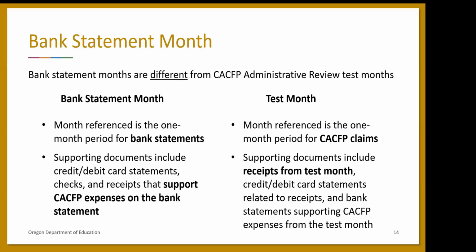In contrast, in a CACFP administrative review, ODE CNP reviews a test month, which looks at 1 month's operation and compares the CACFP claims from that month to the food item receipts and other CACFP expenses spent in that operational month, and then follows the costs through the following months until they are paid off by the sponsor from their bank account. The bank statement verification checklist that will be provided with your notification letter will be very clear about the documentation that is required.